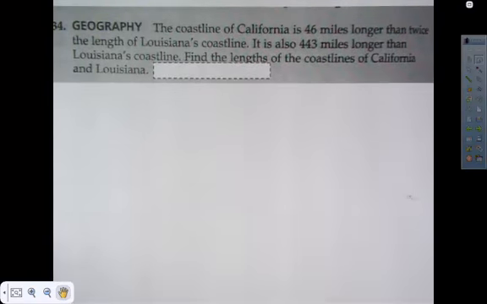Anyways, question number 34, to help you out if you're struggling this evening. The coastline of California is 46 miles longer than twice the length of Louisiana's coastline. It is also 443 miles longer than Louisiana's coastline. Find the lengths of the coastlines of California and Louisiana.